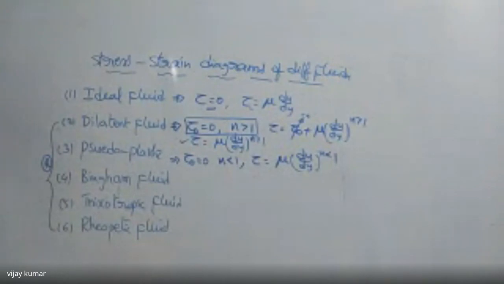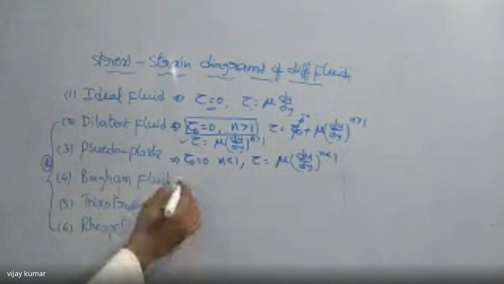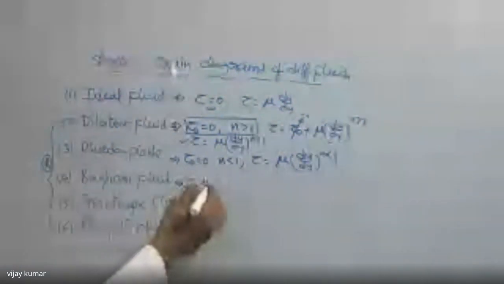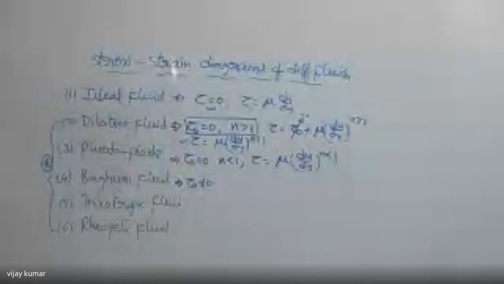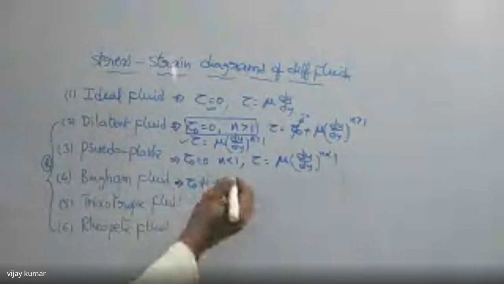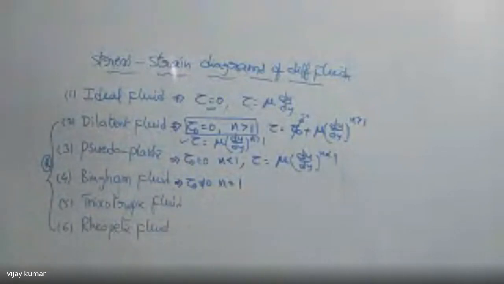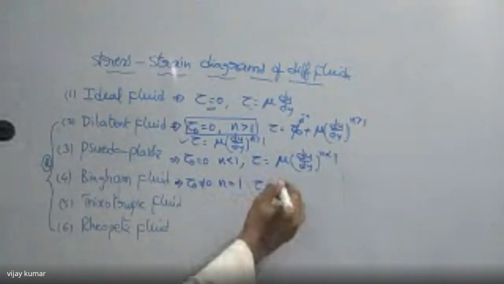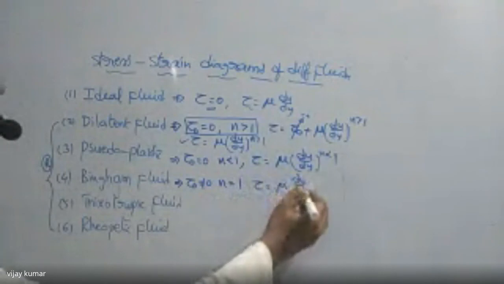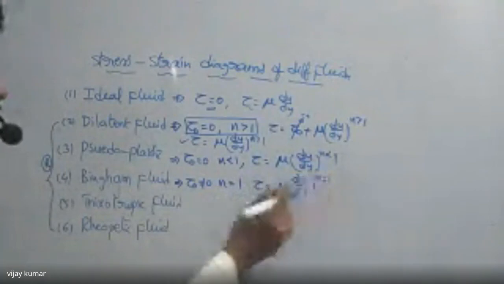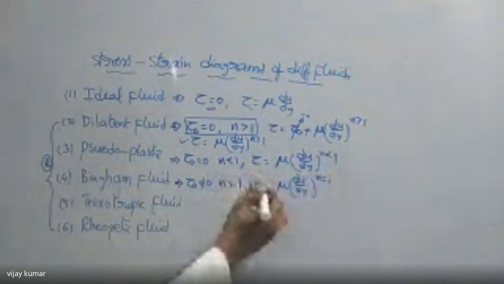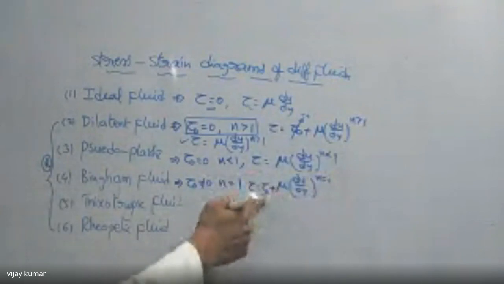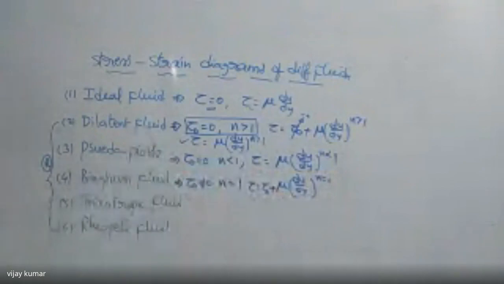And the Bingham fluids. For Bingham fluids, the condition is tau not equal to 0. It is having some initial stress. And n is equal to 1. Then the fluid is named as a Bingham fluid. And this mathematical equation is tau is equal to mu into (du by dy) whole power n, with n equal to 1. That is nothing but tau is equal to tau naught plus mu into du by dy, where tau naught is not equal to 0. So I am writing. Right.